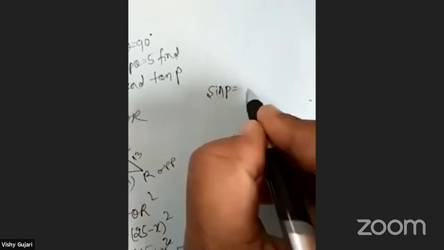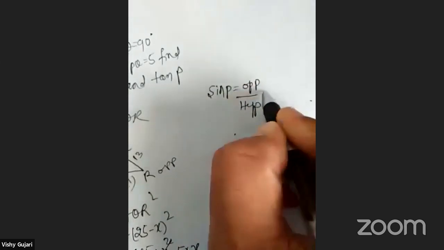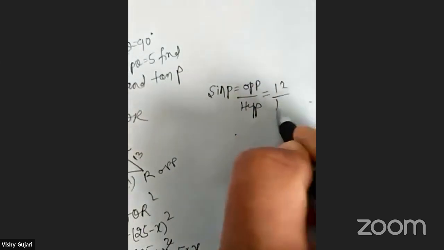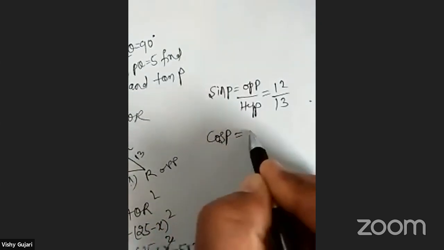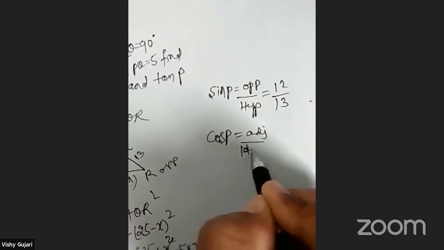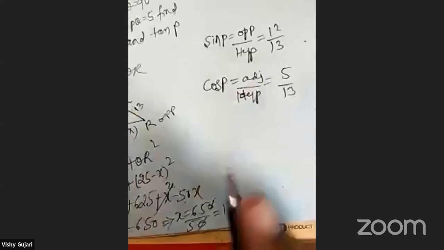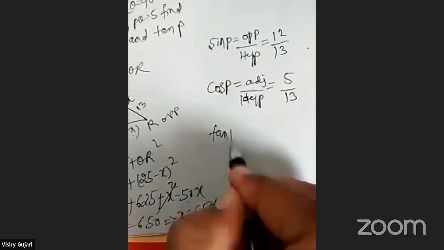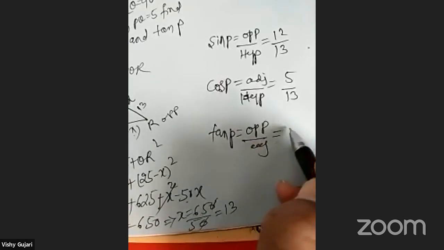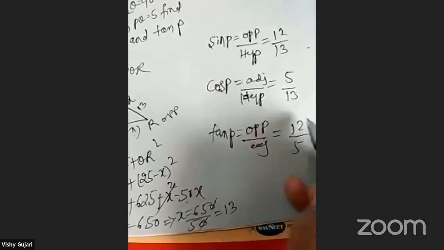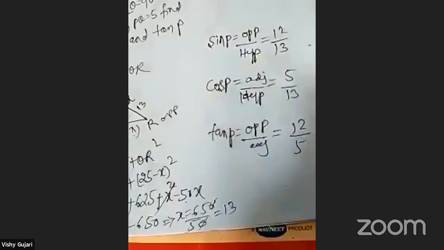Now we want sin P, which is equal to opposite by hypotenuse, 12 by 13. Cos P is equal to adjacent by hypotenuse, 5 by 13. Then tan P is equal to opposite by adjacent, 12 by 5. The 13s get cancelled, and you are getting 12 by 5 because sin by cos is equal to tan.